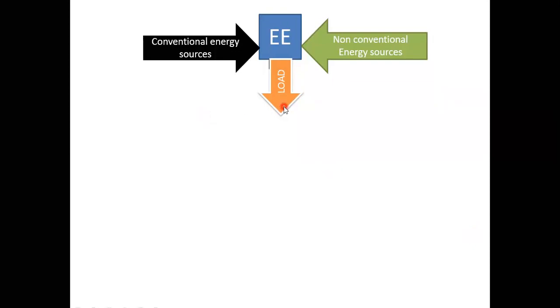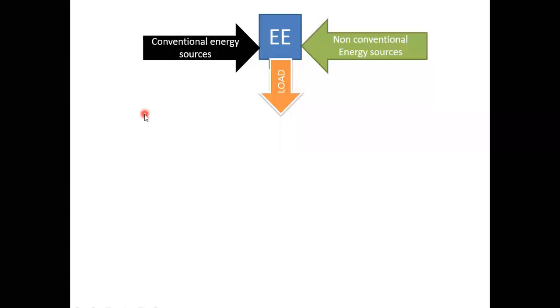Now let us consider a simple diagram. It consists of a generation and the load. When you are considering the generation, we can generate electric energy by using conventional energy sources and similarly by using non-conventional energy sources. By using these two, we are going to meet our load. So you can use conventional energy sources or you can use non-conventional energy sources. By using these two, we have to meet our load.